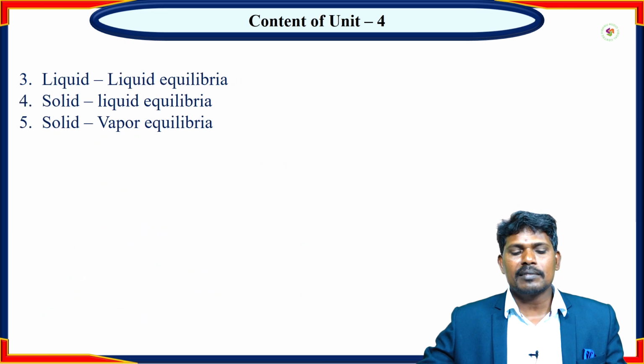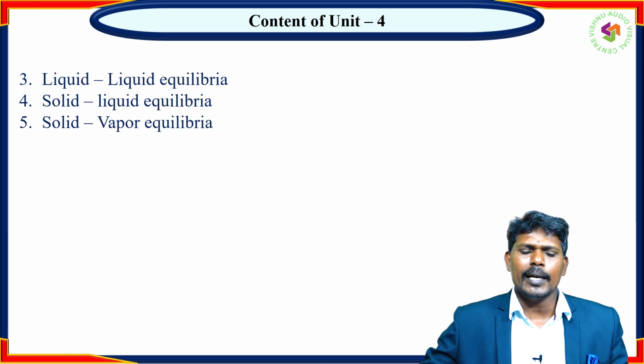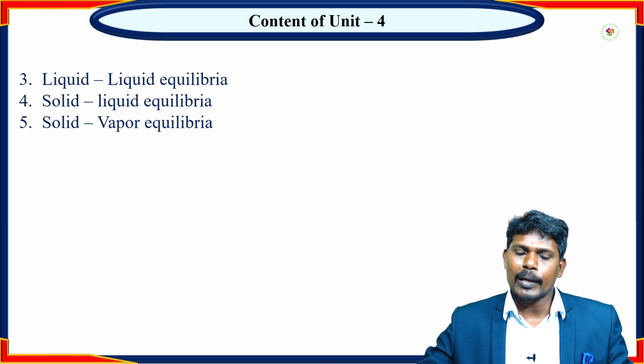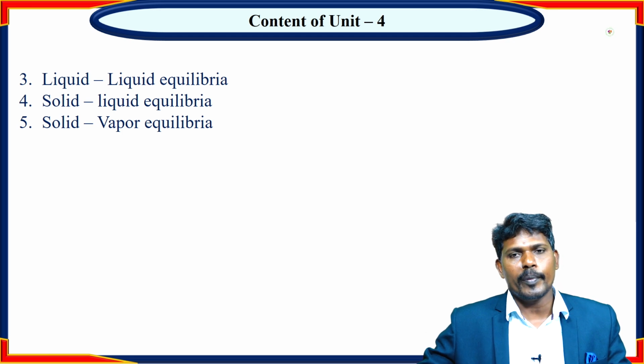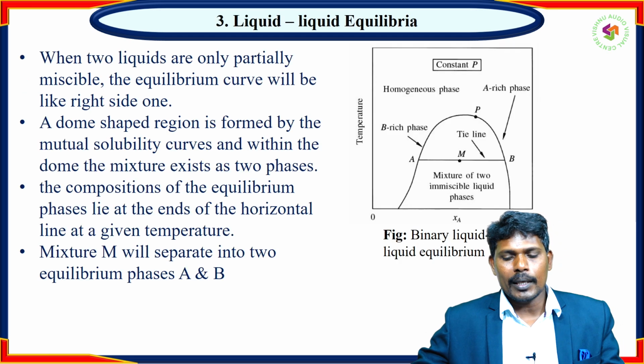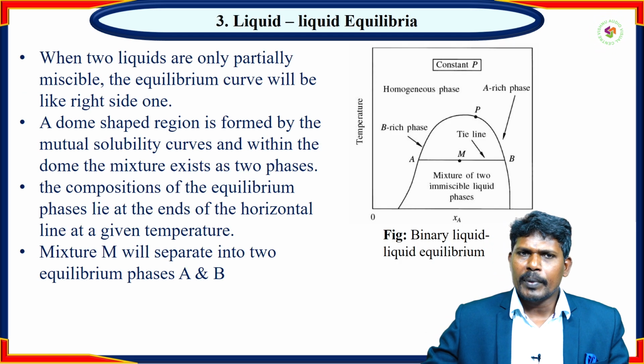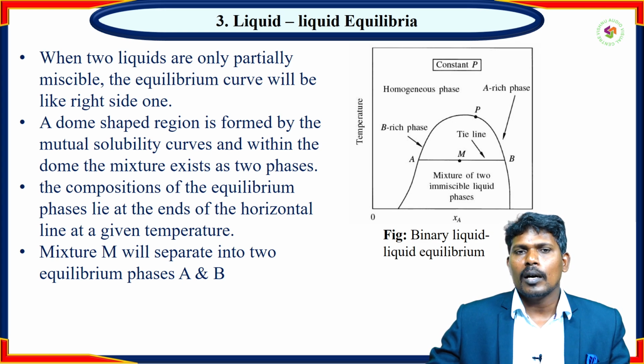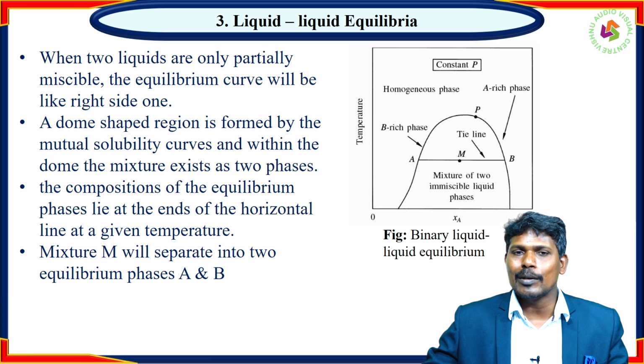Now, in this class, we will discuss liquid liquid equilibrium, solid liquid equilibrium and solid vapor equilibrium. First one is liquid liquid equilibrium. In the previous one, vapor liquid equilibrium, we had vapor and liquid, but here two liquids are in equilibrium. For example, when two immiscible liquids are in equilibrium, what is the equilibrium composition? What are the equilibrium mole fractions in each phase?